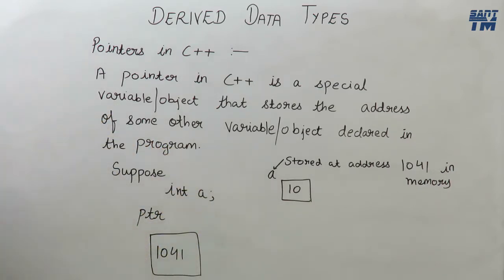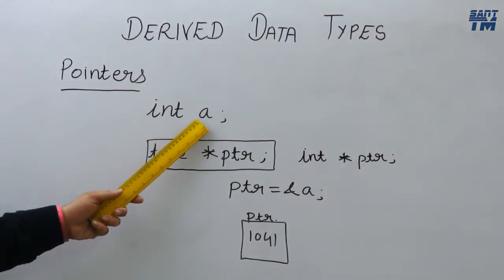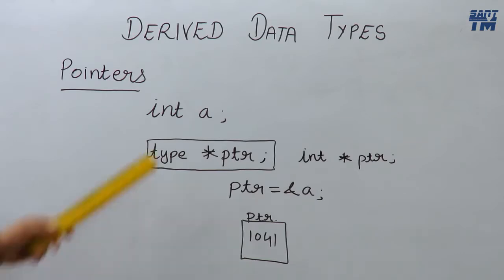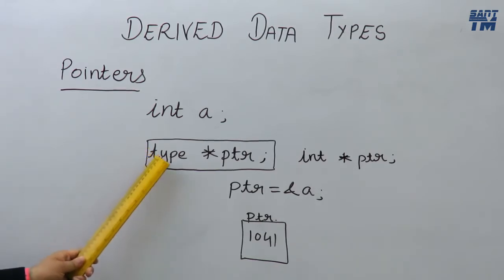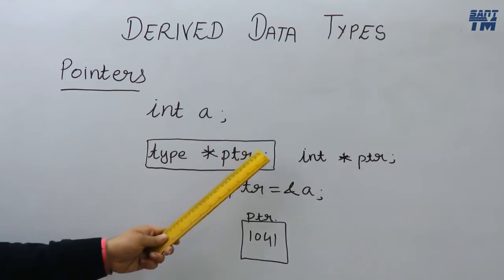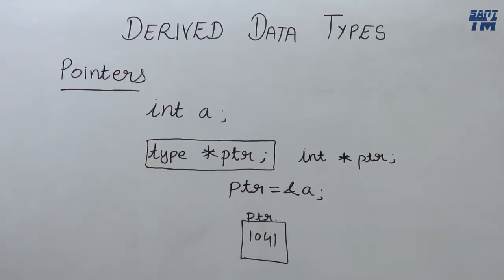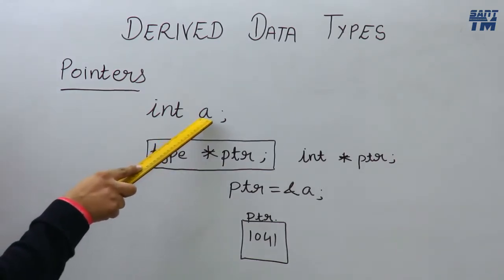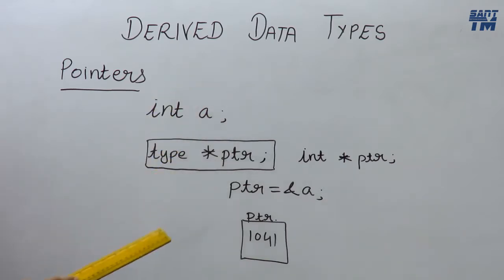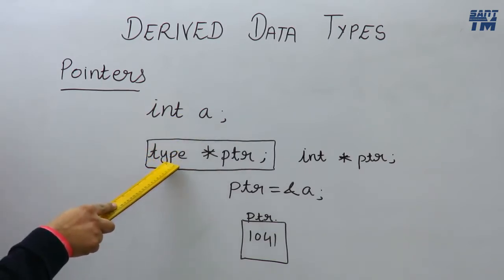Now I will tell you how to declare a pointer in C++. Suppose we have declared a variable a of integer type and we have to store the address of a in some pointer variable. Then the syntax to declare a pointer variable is data type star pointer name and semicolon. Data type is any fundamental data type that you can use in C++. How will we determine this data type? Suppose we have to store the address of a in our pointer variable, then we will see the data type of a. It is int, so the pointer will also be declared of int type.